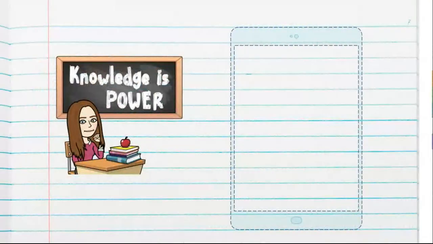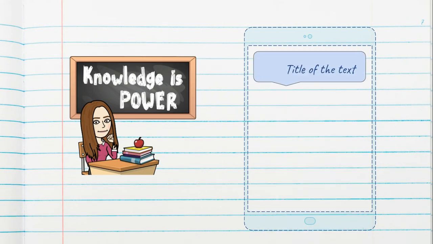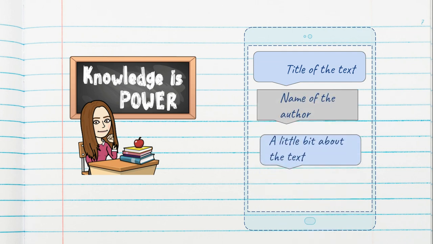To review, when you are writing a literary analysis, you should include these basic elements: the title of the text, the name of the author, a little bit about the text, and a thesis statement. If you keep these 4 elements in mind, you will be well on your way to structuring a fine literary analysis.